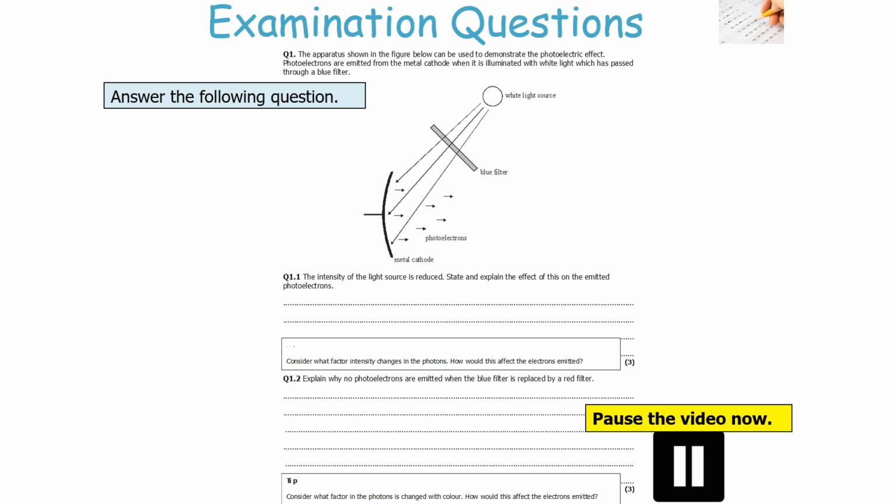The apparatus shown in the figure below can be used to demonstrate the photoelectric effect. Photoelectrons are emitted from the metal cathode when it's illuminated with white light which has passed through a blue filter. The intensity of the light source is reduced. State and explain the effect of this on the emitted photoelectrons. Secondly, explain why no photoelectrons are emitted when the blue filter is replaced by a red one. So pause the video now, then unpause the video when you want to go through your answer.